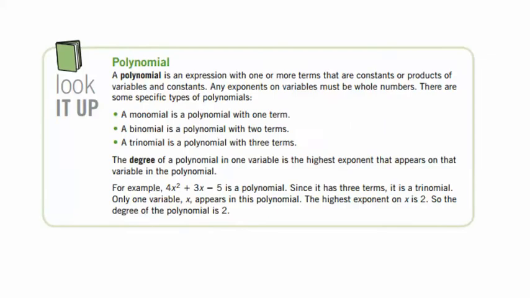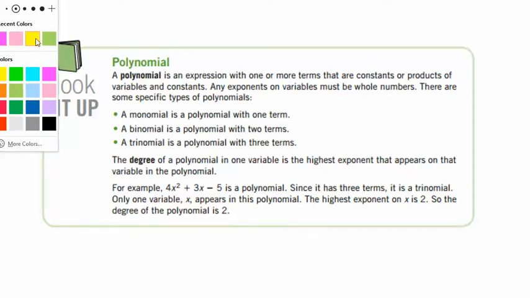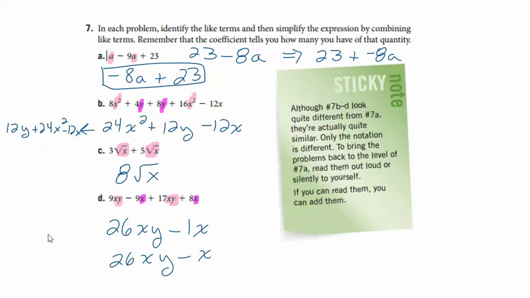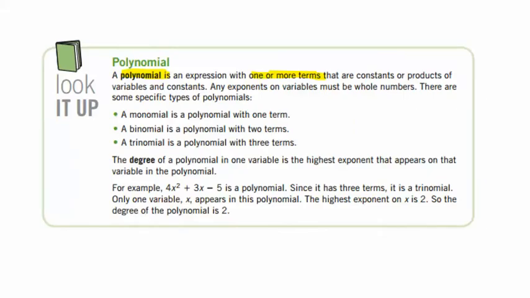Let's see, moving on. Okay, important terminology here. So, a polynomial is any expression with one or more terms that is a product of variables and constants. So, all these that we did, these are examples of polynomials. So, polynomial is your overarching term. A monomial is a polynomial with one term. A binomial is a polynomial with two terms. A trinomial is a polynomial with three terms.